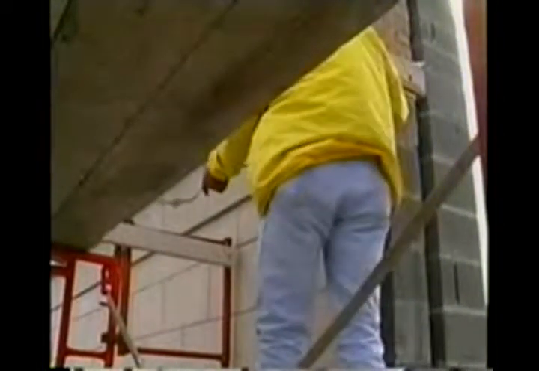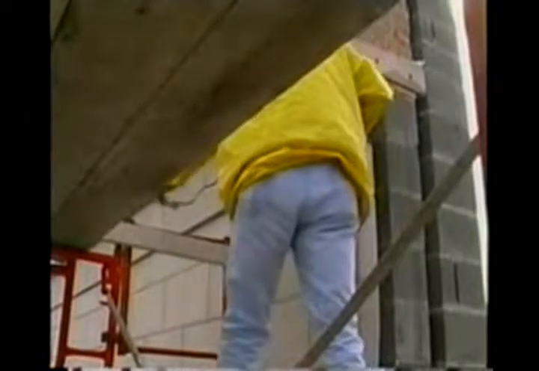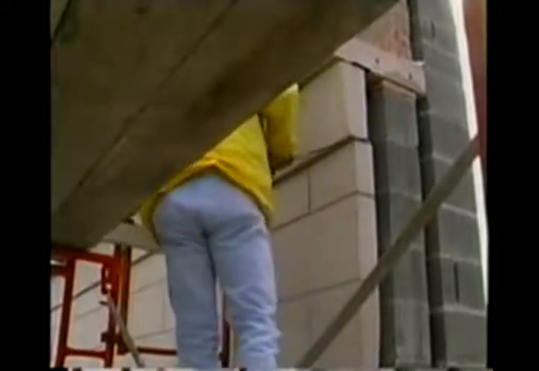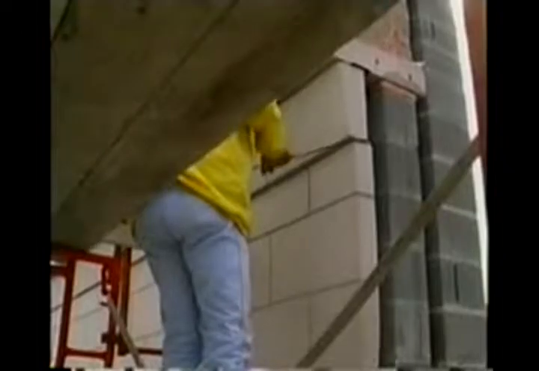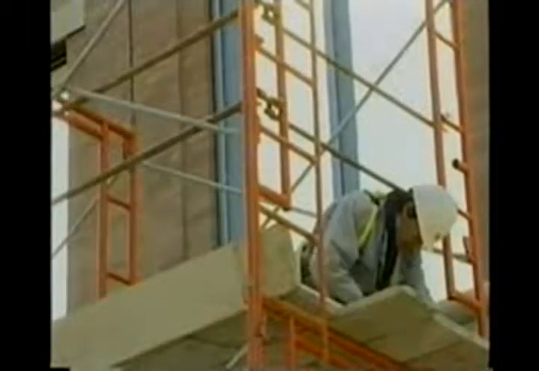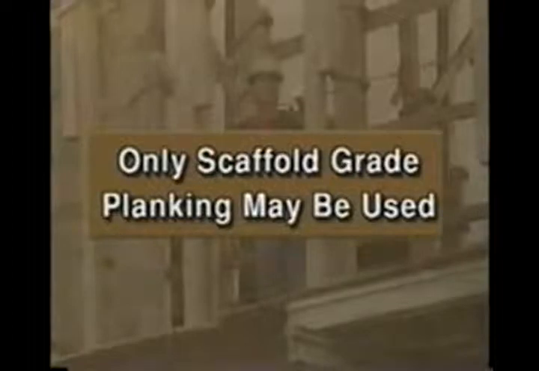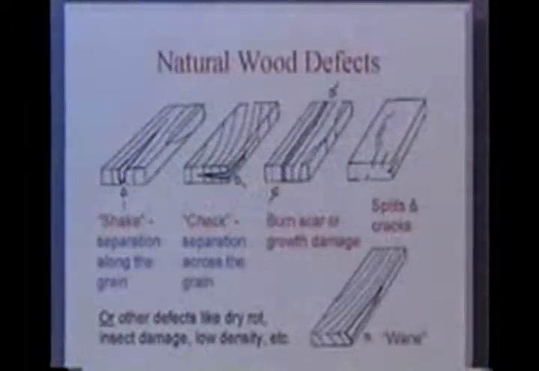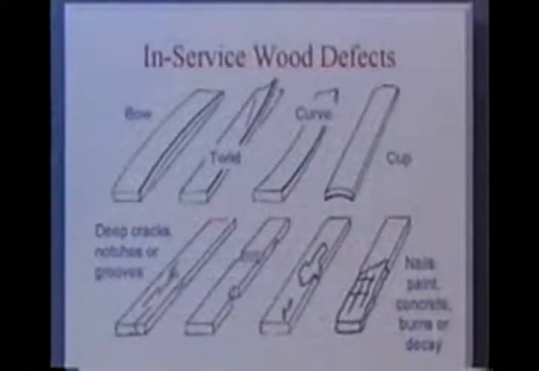On suspension scaffolds, the competent person must check the scaffold support devices, tiebacks, hoisting equipment, and connections for proper strength and to prevent sway. As we mentioned, fatal injuries from scaffolds were most often due to planking that slipped or gave way. There are several ways of preventing this. First of all, only scaffold-grade planking may be used. Check all new planking and do not use any that have natural wood defects. Check all used planking and do not use any that have in-service wood defects.